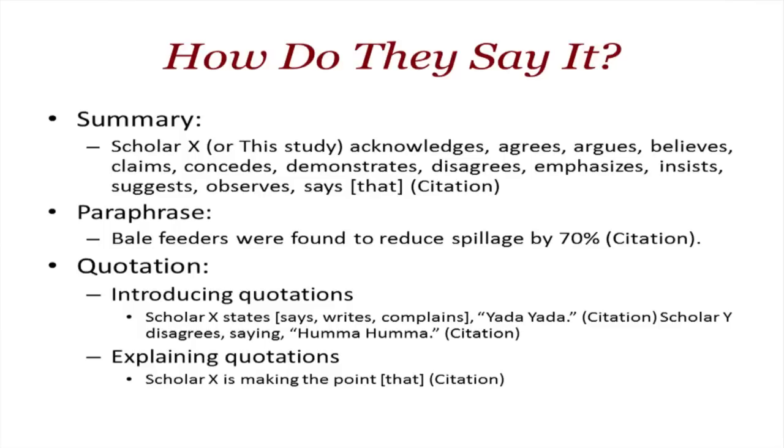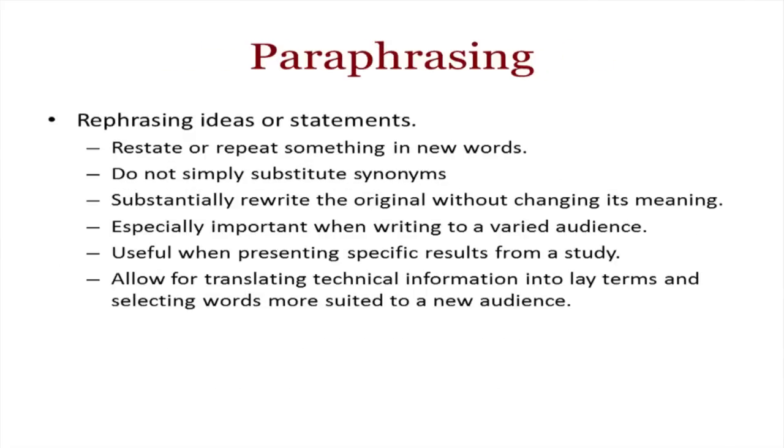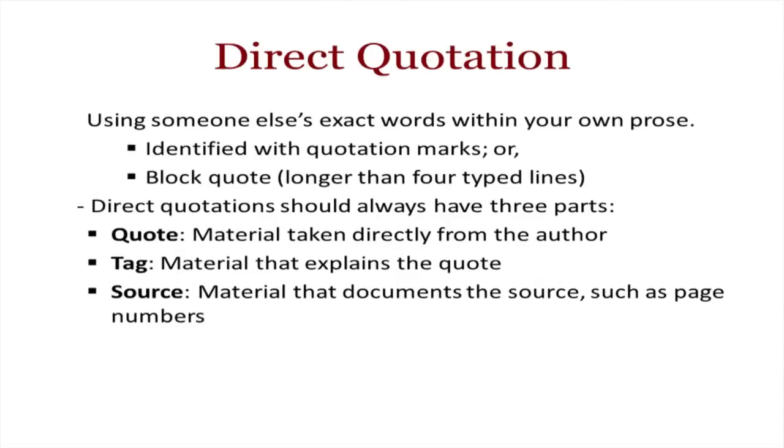Most people don't use quotations unless you're in the humanities. Some social sciences do. And actually in the humanities, you're using the quotes as evidentiary support, okay? Maybe history too. All right, so this is for paraphrasing. You repeat something in new words. You don't just right-click and pick another word. It's writing to a varied audience. It's really useful when you present specific results and then technical information, okay? Direct quotation is used sparingly in most of your areas except for English, or history or some of this.